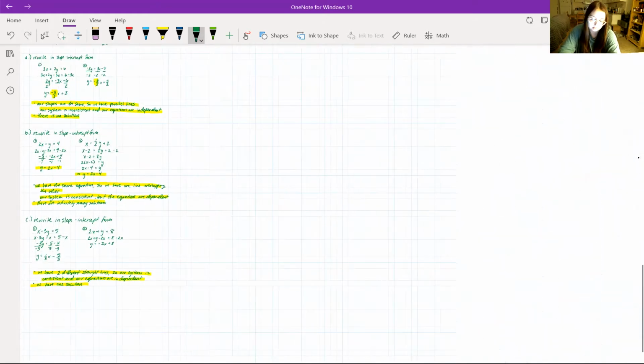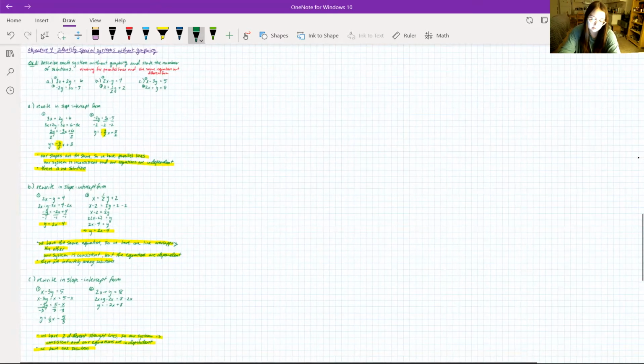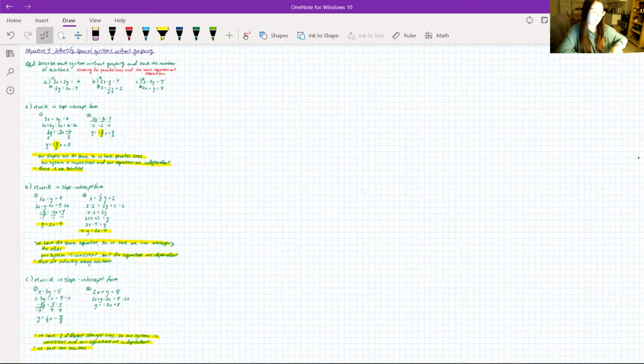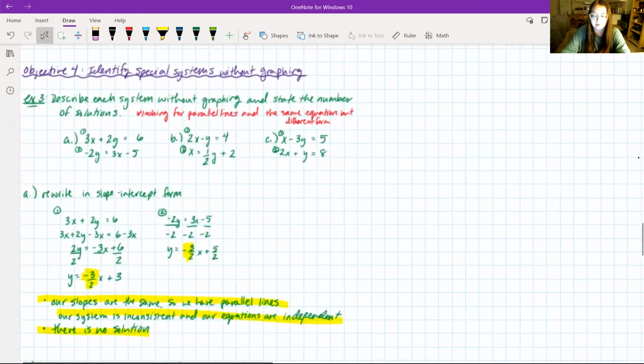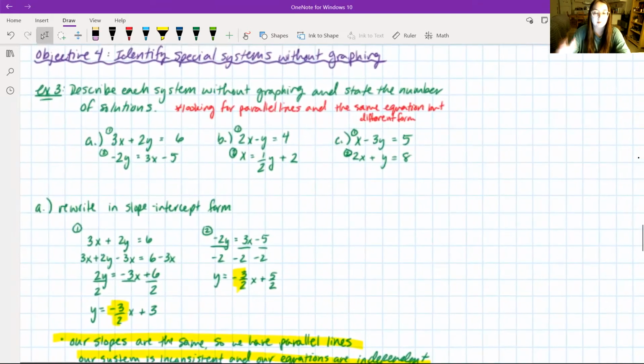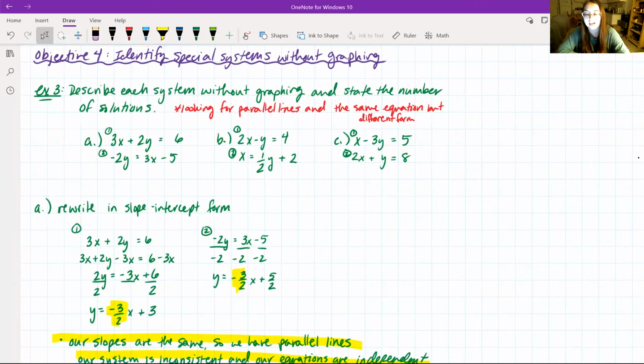Quite the problem there, example 3. But that would be how we would go ahead and try to identify special systems without graphing. In order to identify special systems without graphing, really remember what you're looking for is parallel lines and the same equation but in different forms. These are the things that you're really paying attention to.